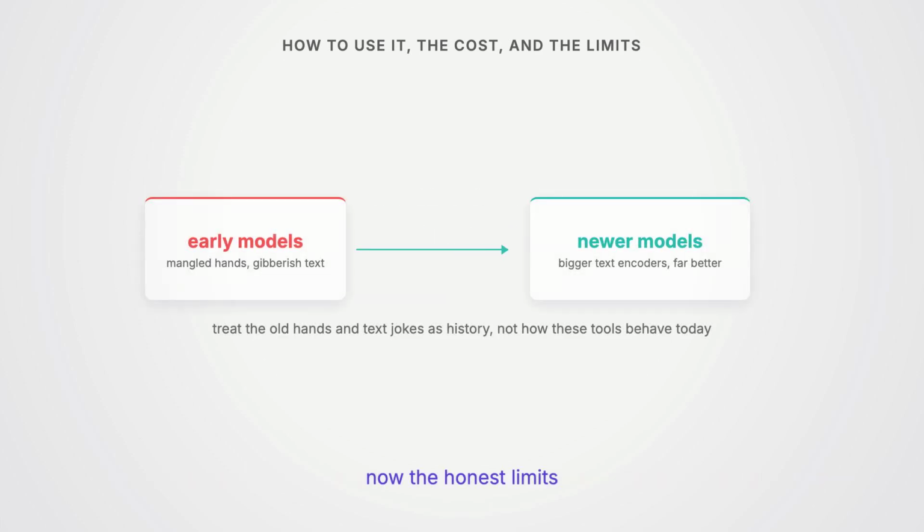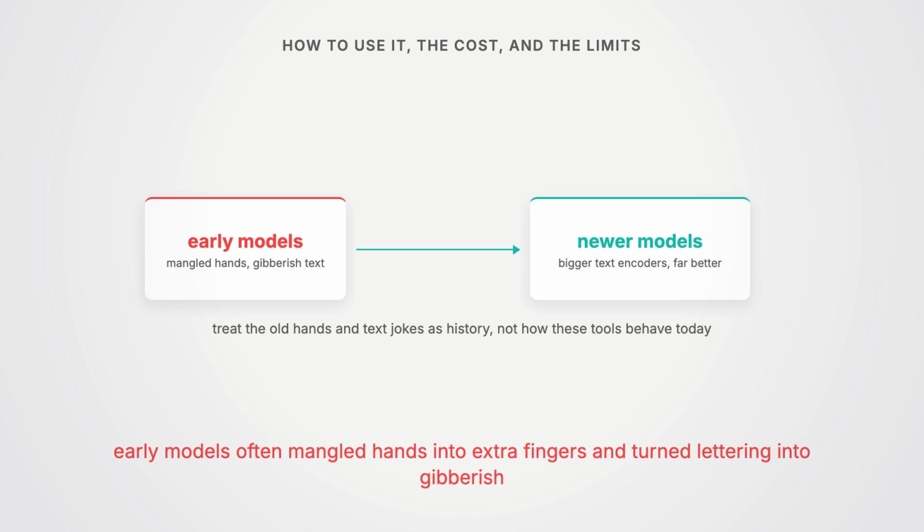Now the honest limits. Early diffusion models, back in the first couple of years, often mangled hands into extra fingers and turned any lettering into gibberish. Because hands are anatomically complex and humans are exquisitely sensitive to them. And exact text needs precise long-range character order that those early networks handled poorly. Newer models, with bigger text encoders and transformer backbones, do both far better, so treat the old hands-in text jokes as history, not as how these tools behave today.